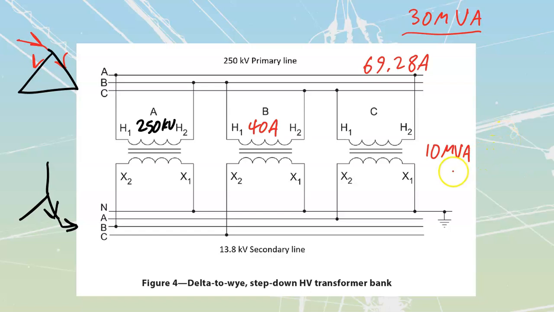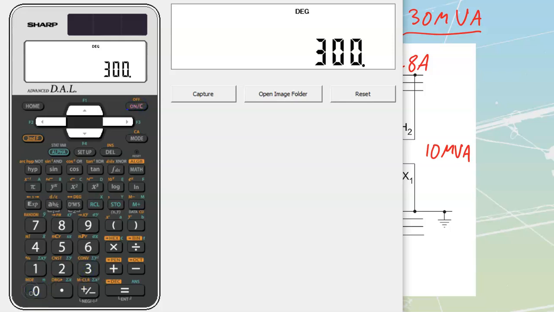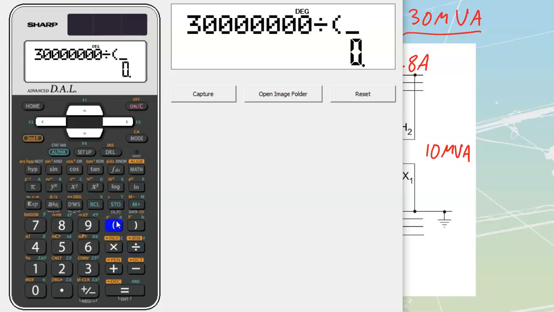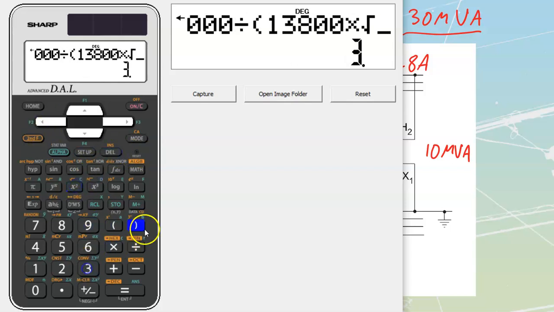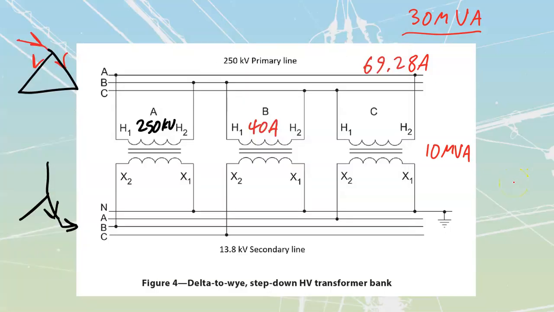Going over to my other side, I'm going to do the same calculations. 30 million divided by my low side line voltage, 8,000 times root 3, which is going to get me to a value of 1255 amps. And in this case, because it is a Y, we know that whatever we got for 1255 on our line, we would also have on our phase. So 1255 amps and 1255 amps that we're going to have over there.